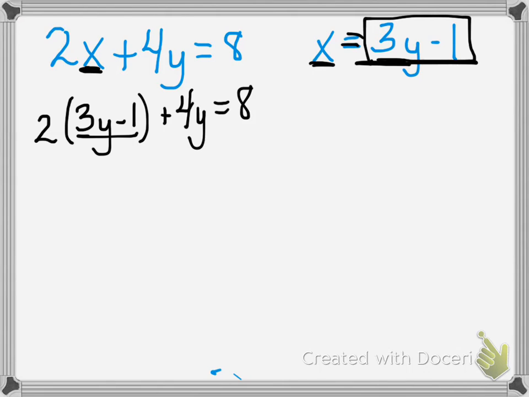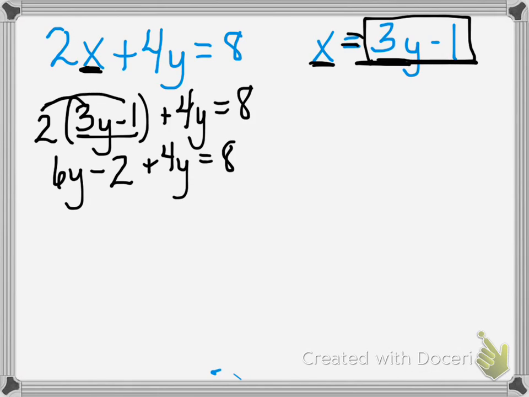At this point, I'm going to have to use the distributive property and distribute this 2 to both things in the parentheses. 2 times 3y is 6y. 2 times the negative 1 is negative 2. Bring down my positive 4y. Bring down my equals 8. Now I'm going to combine my like terms. A 6y plus 4y. They're on the same side of the equal sign, so I'm just going to go ahead and add them together. 6y plus 4y is 10y. Then I still have my minus 2 equals 8.